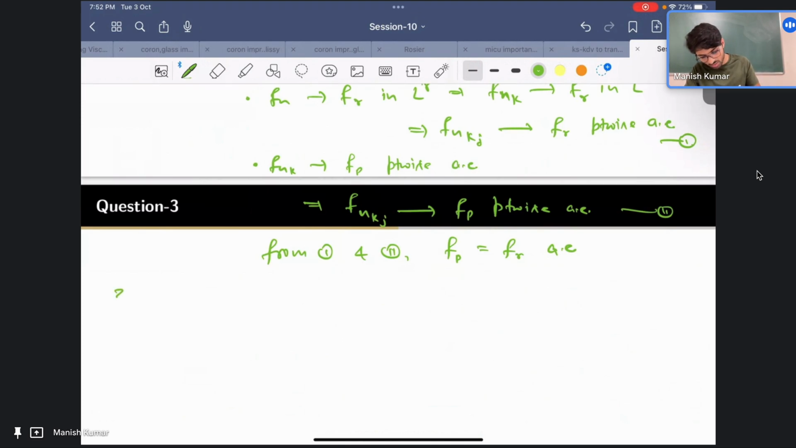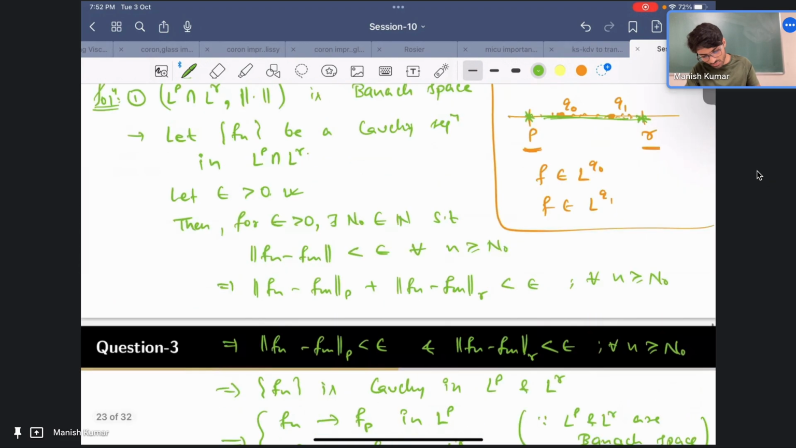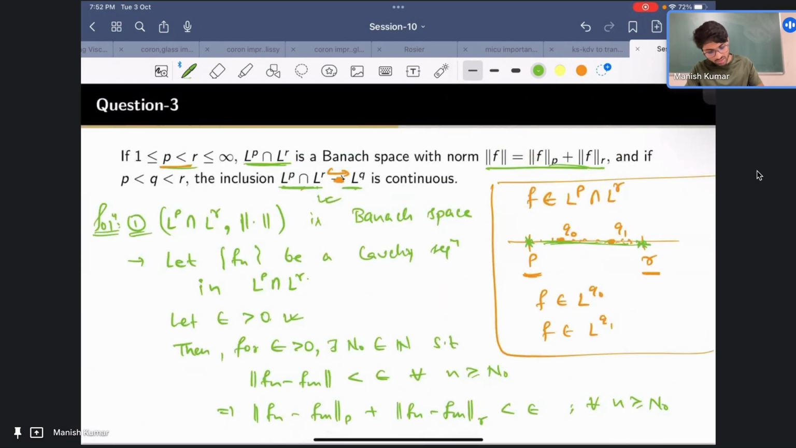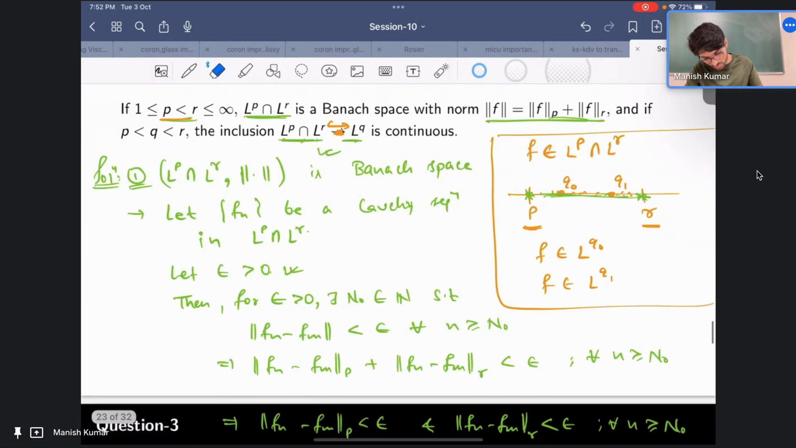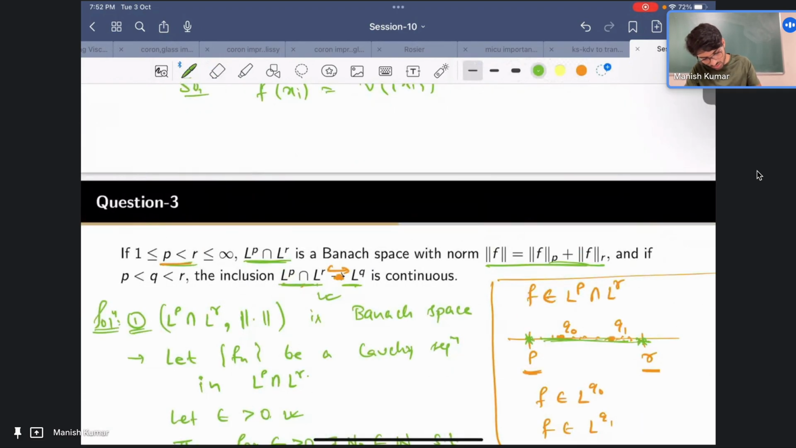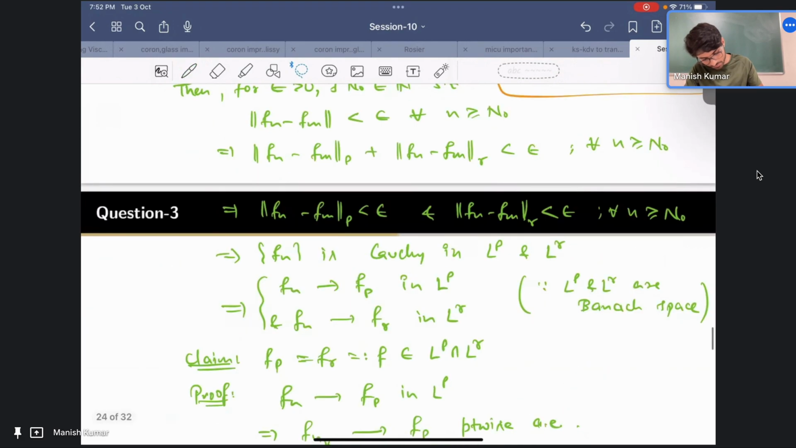Now let's come to the next problem. The next problem says that L^p intersection L^r is contained in L^q. Let me write this here: 1 is less than or equal to p, less than q, less than r, less than or equal to infinity.